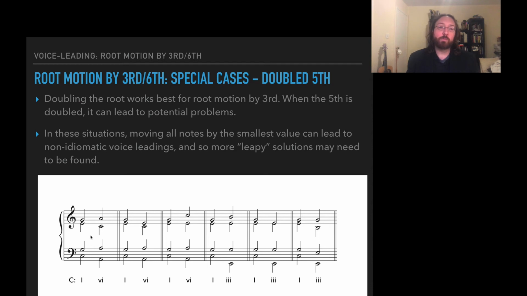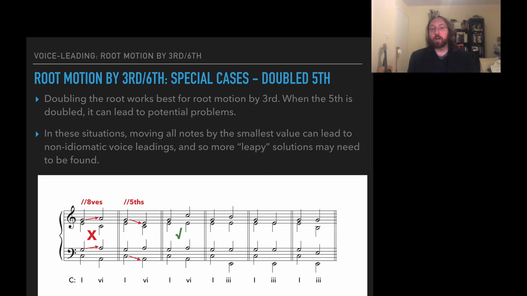In this first example from 1 to 6, everything's moving smoothly, however we end up with parallel octaves. Similarly, if we try to fix that by having the G go down to an E, we'll actually run into some parallel fifths. So we can't go up to the root of the chord, we can't go down to the fifth of the chord. Well, perhaps we can change things around and leap up to the third of the chord. And yes, actually this does work.